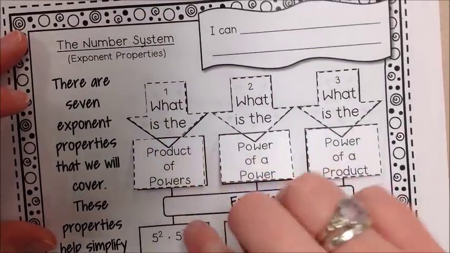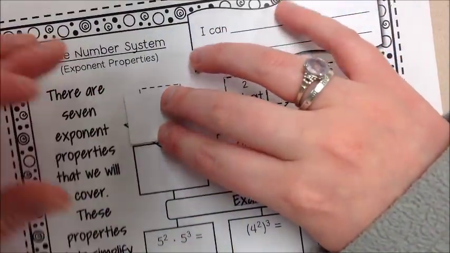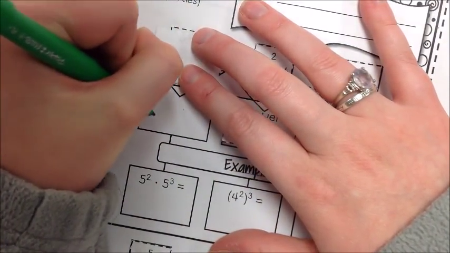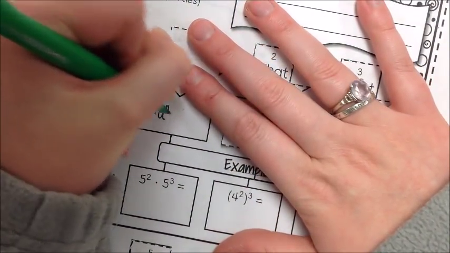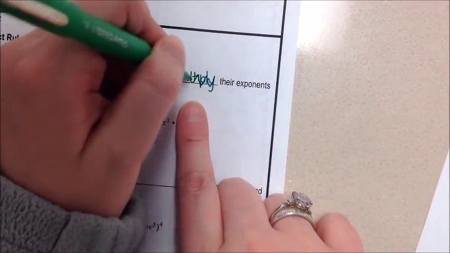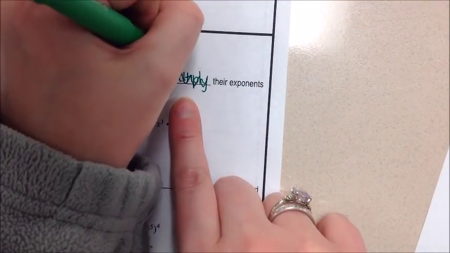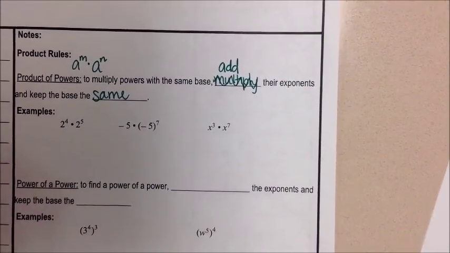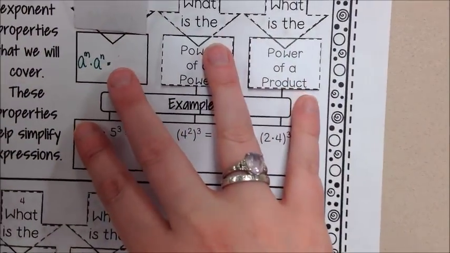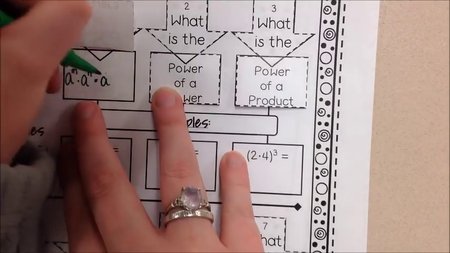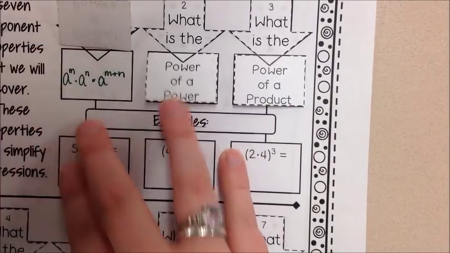So over on your foldable, we just did product of powers. You're going to flip up. So we have a to the m times a to the n. Oh, not multiply. Bad, Miss Hart. That's add. I'm sorry. That should be add. You're multiplying those two powers, so you're adding the exponents.